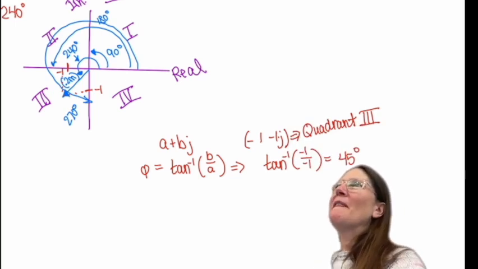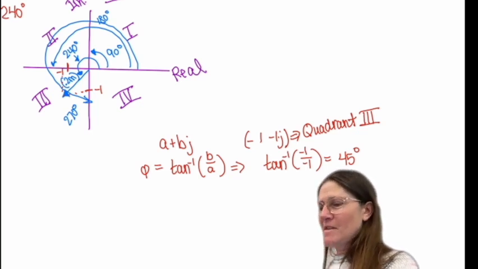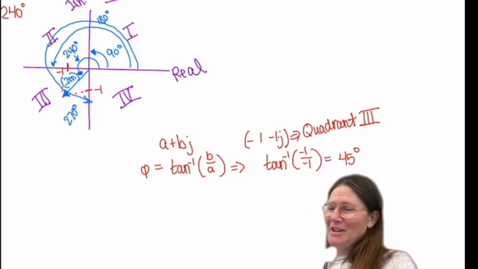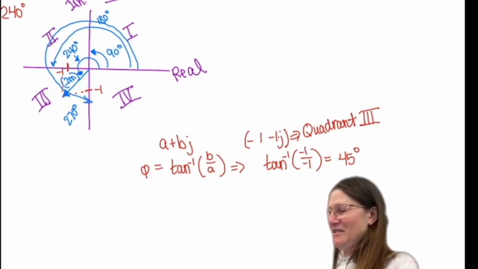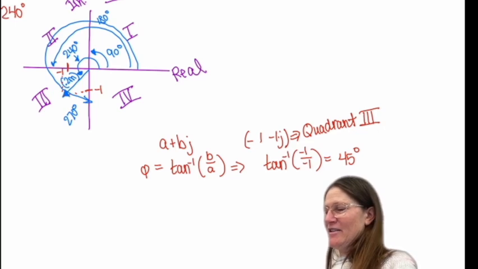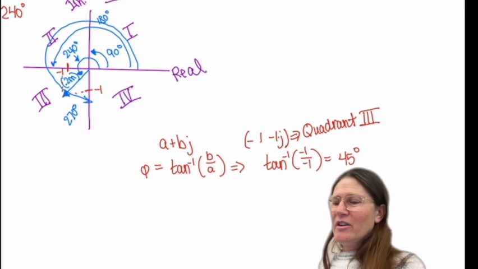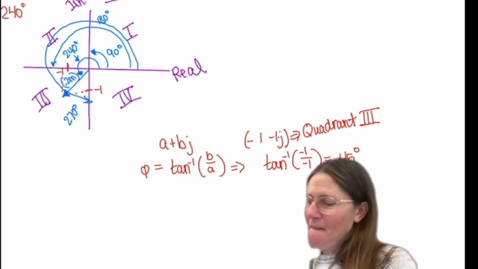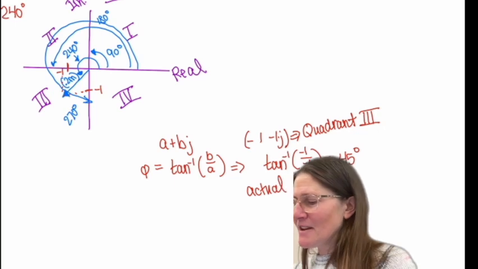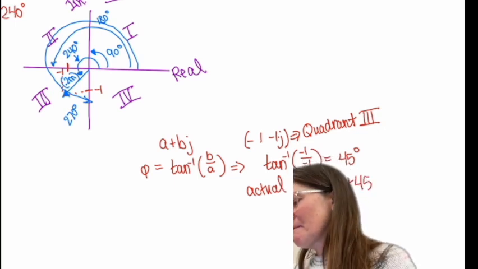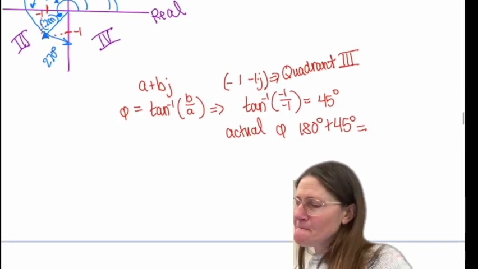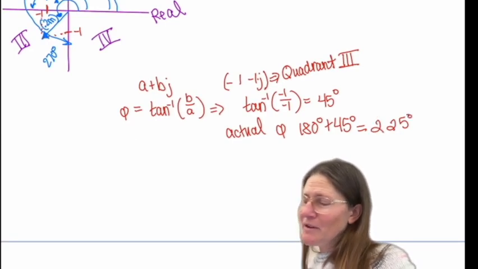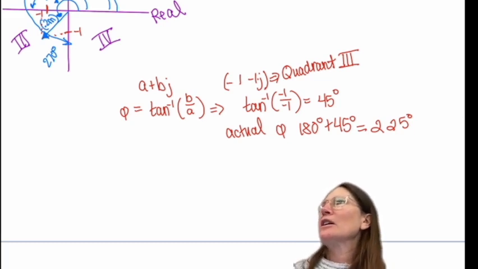Yes, Peter? So since it's in quadrant 3, would it be 225 degrees, essentially? 180 plus 45. Yeah, so the actual angle is 180 plus 45, which is 225. Okay, all right, other questions?